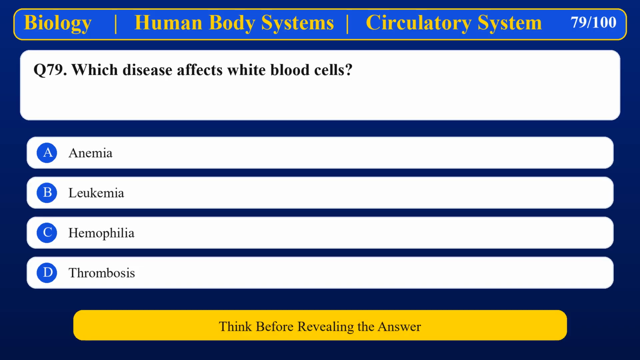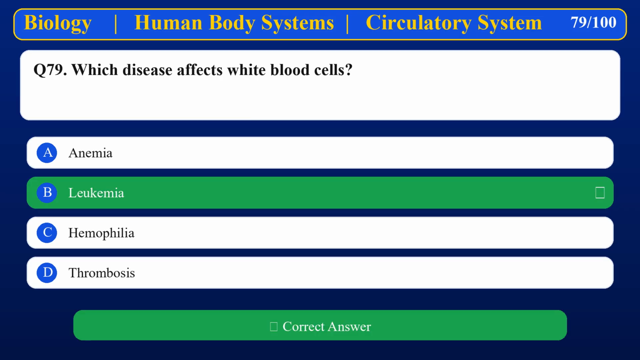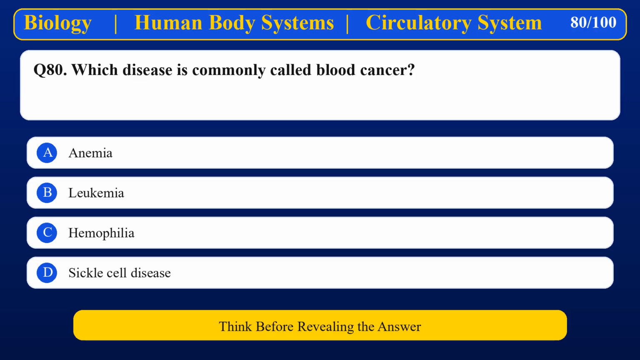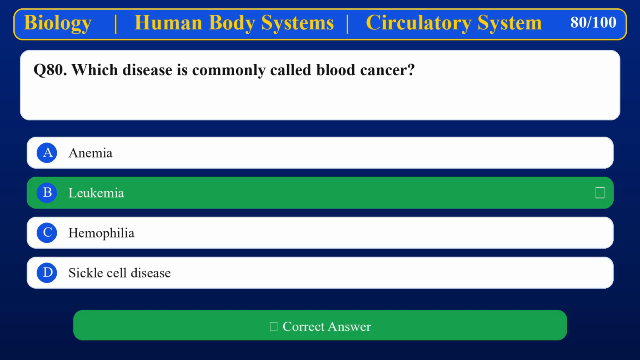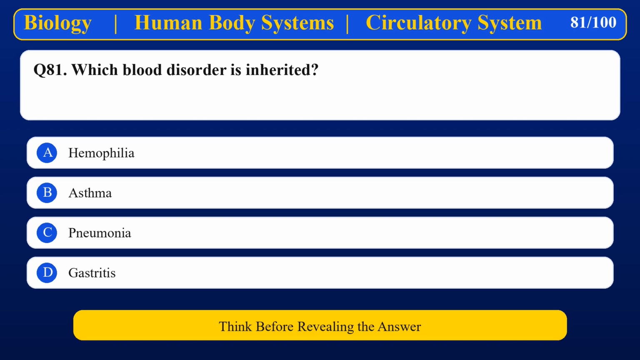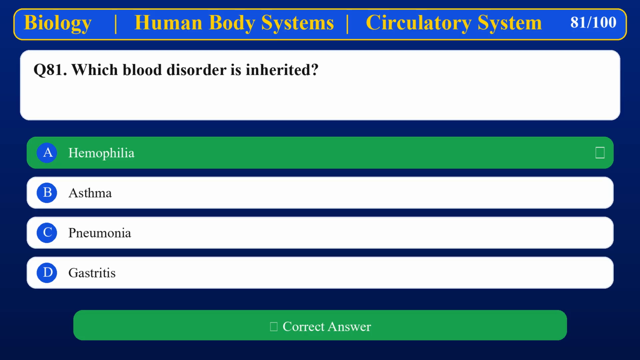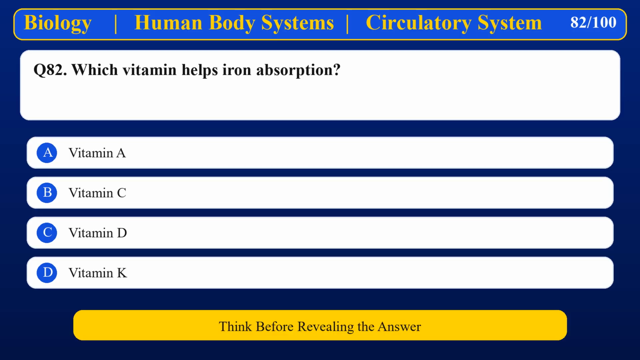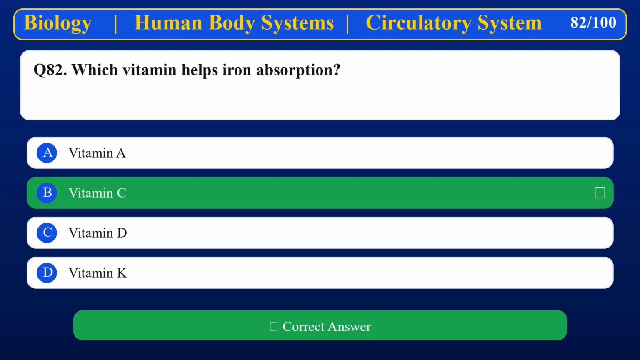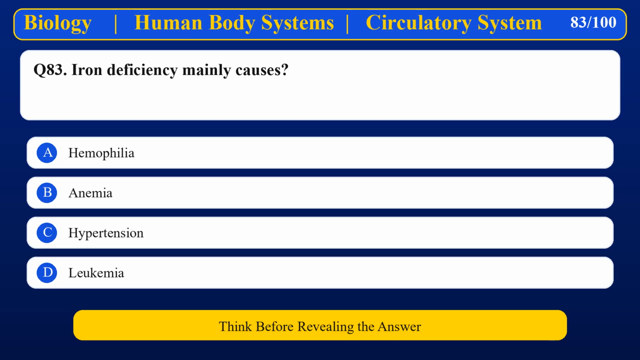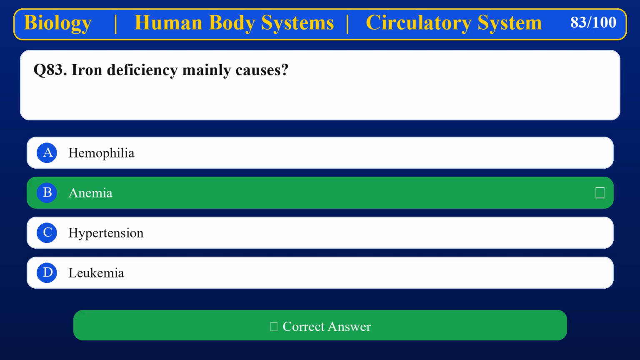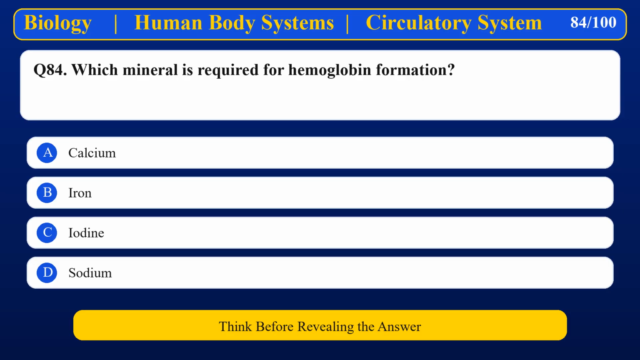Hemophilia. Which disease affects white blood cells? Leukemia. Which disease is commonly called blood cancer? Leukemia. Which blood disorder is inherited? Hemophilia. Which vitamin helps iron absorption? Vitamin C. Iron deficiency mainly causes? Anemia. Which mineral is required for hemoglobin formation?